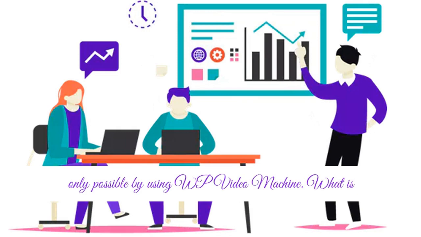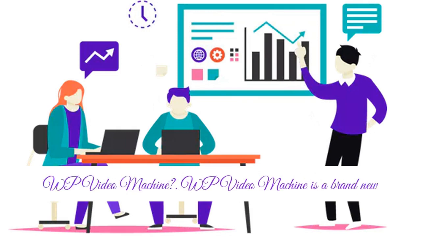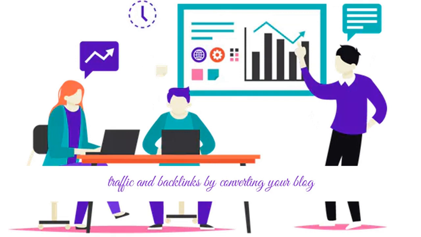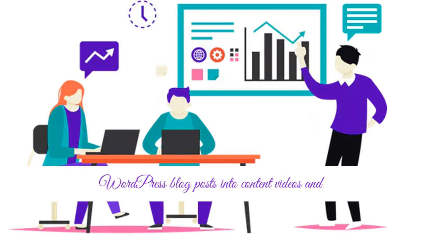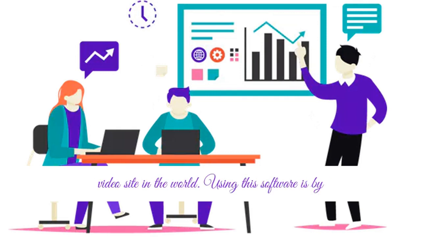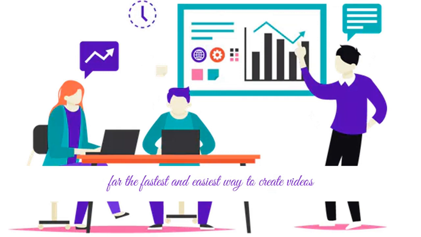What is WP Video Machine? WP Video Machine is a brand new WordPress plugin that gets you unlimited free traffic and backlinks by converting your blog posts into videos in just one click, without any complicated video software or manual work. This one-of-a-kind software can now turn all your WordPress blog posts into content videos and publish them on YouTube, which is the most visited video site in the world. Using this software is by far the fastest and easiest way to create videos, and not just any video at that. The video quality is amazing, complete with various features, transforming it into a platform that offers high conversion traffic.